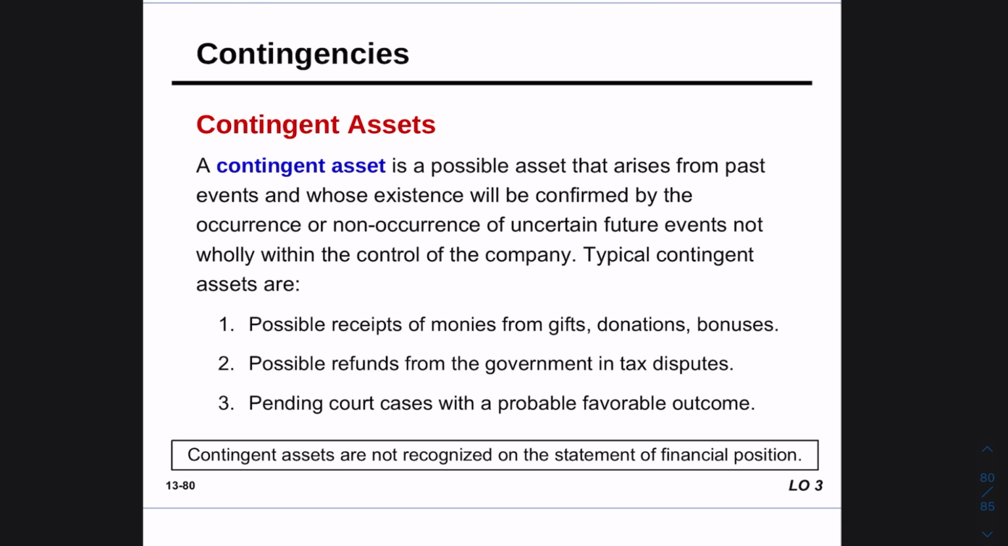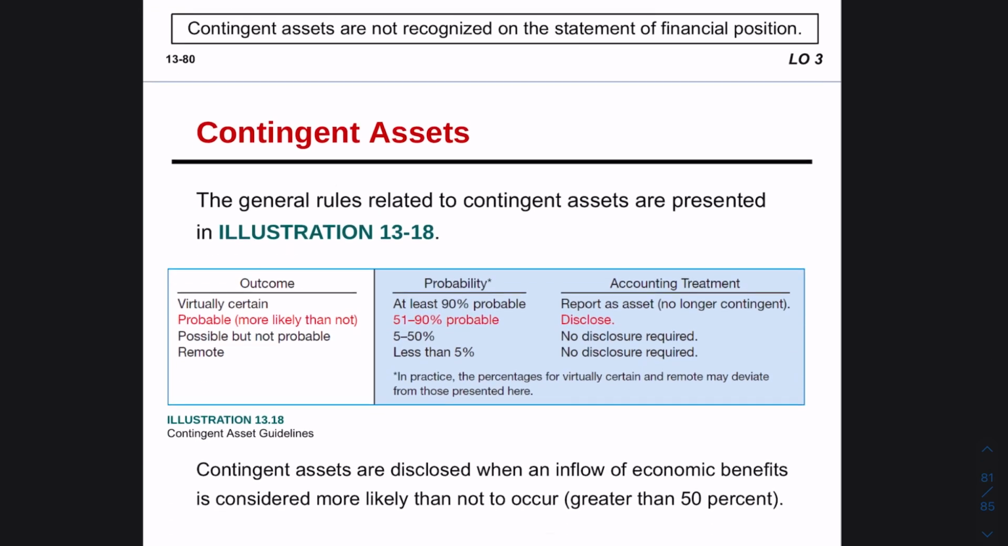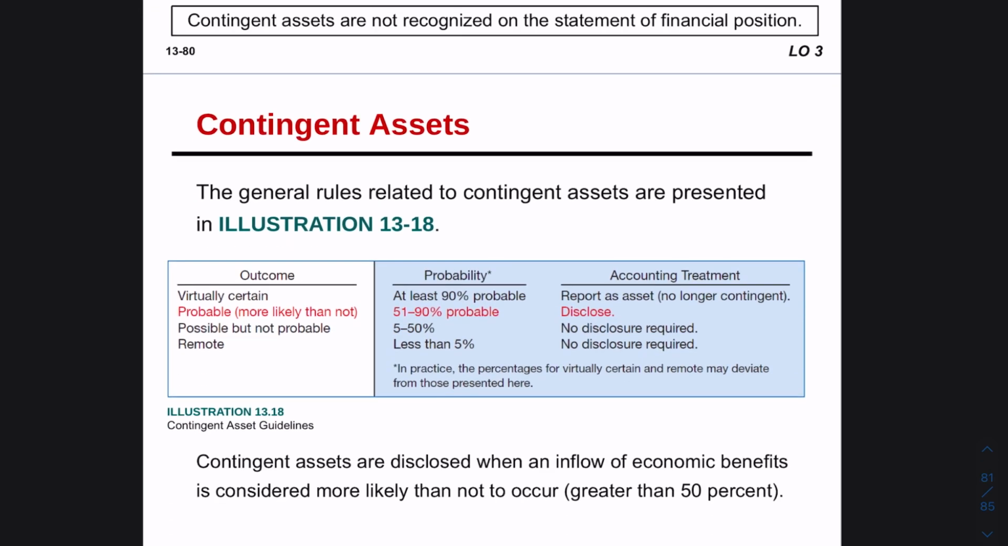So contingent assets are not recognized on the financial statement or the statement of financial position. We will only disclose it in the notes, but we will not recognize it in the statement of financial position. So here we have the guidance for contingent assets. If the probability is at least 90%, which is virtually certain, it will be reported as an asset because it is no longer a contingency. The probability is very high.